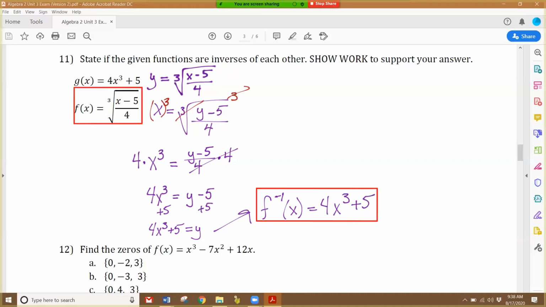So we're going to check to see if this exactly matches the other problem. Are they exactly the same? 4x squared plus 5, 4x squared plus 5. They do match, so yes, these are inverses.